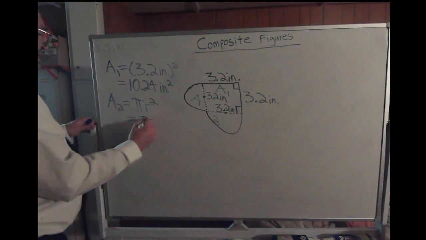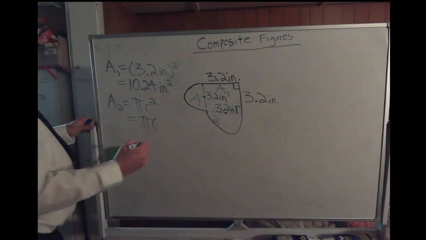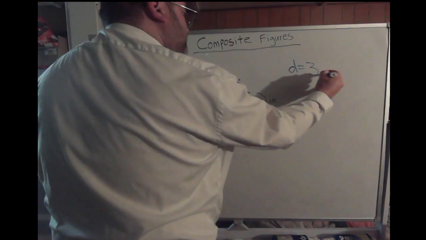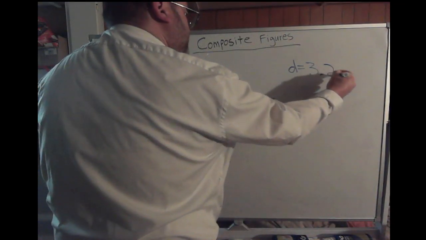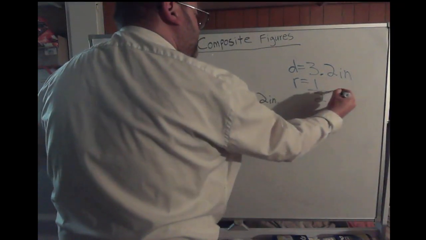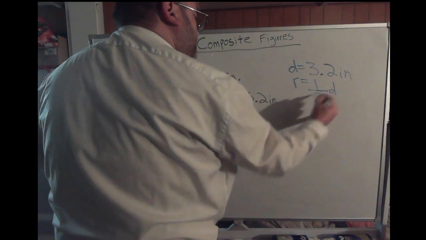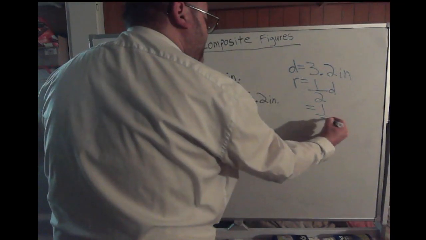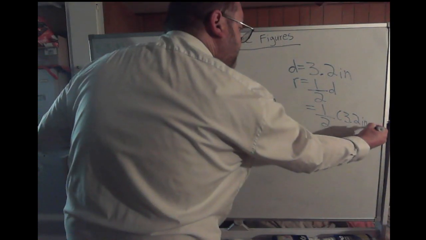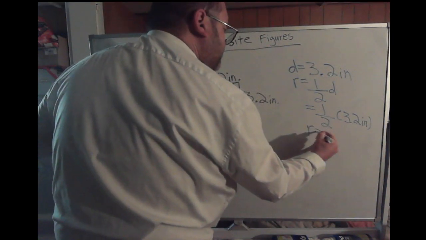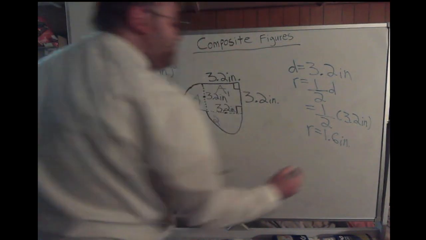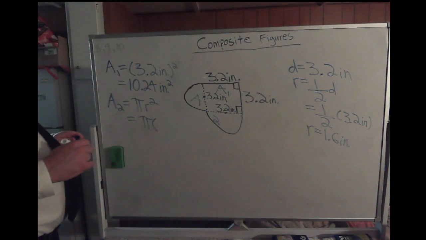So it'd be pi times, we need to find the radius. We know the diameter of this circle, the two semicircles joined together, is 3.2 inches. The radius is equal to half of the diameter, which would have to mean it's equal to half of 3.2 inches. Half of 3.2 inches is equal to 1.6 inches. So the radius is equal to 1.6 inches. Okay?